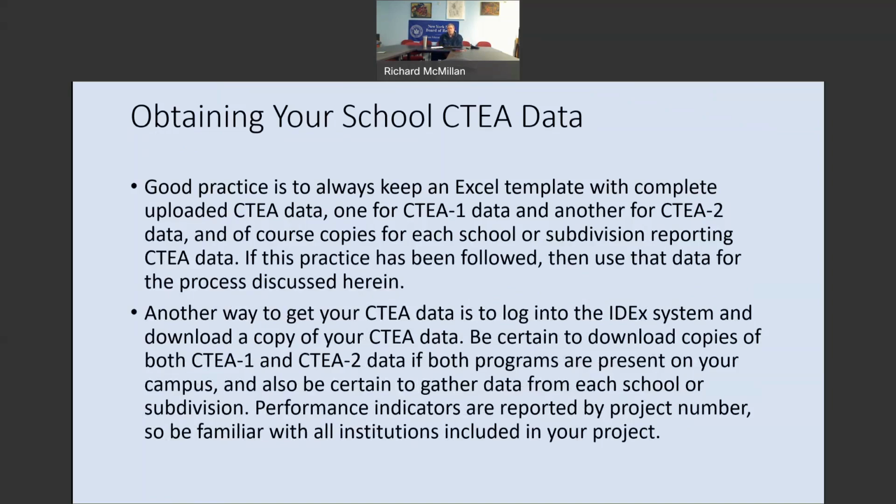Another way to get your CTEA data is to log into the IDEX system and download a copy of your CTEA data. Be certain to download copies of both CTEA 1 and CTEA 2 data if both types of programs are present on your campus. And also be certain to gather data from each school or subdivision. Performance indicators are reported by project number, so be familiar with all institutions included in your project.